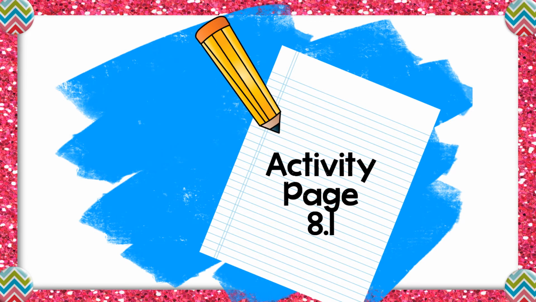Now you need to pause the video and look for activity page 8.1. It's page 33 in your packet. You're going to complete the activity practicing the O-L-D, O-L-L, and O-L-T sounds. When you complete this, you're going to choose the correct word, and this time you have two choices. Choose the correct word that would go in the blank. Make sure you're using those long O's for those old, oll, and olt spellings.